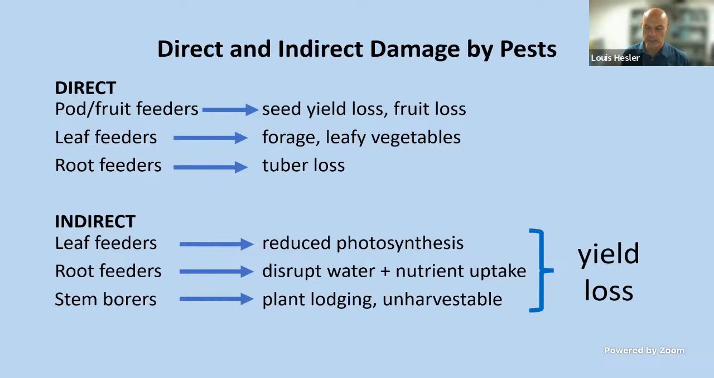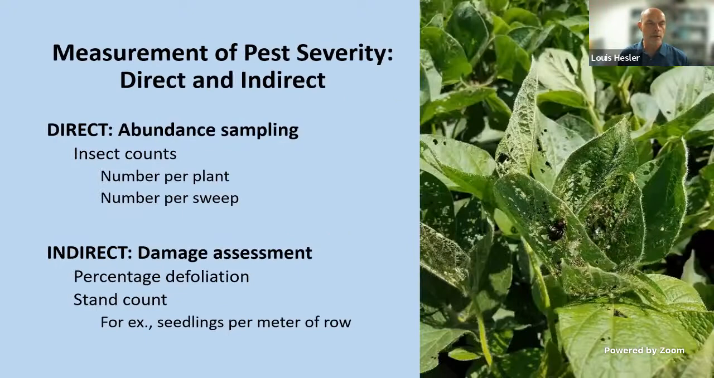Okay, and then next we can also consider the measurement of pest severity and talk about that as well in terms of direct and indirect categories. If we're talking about a direct measurement of pest severity, we might be talking about abundance sampling of those insects. This would be typically insect counts. This could be the number of insects per plant or number of insects per area, number per sweep. And we could also measure pest severity indirectly in terms of damage assessment. What kind of damage is that pest causing? For instance, we could estimate the percentage defoliation. We could conduct stand counts. For example, we could see if there's a reduction in the seedlings per meter of row that has been caused by a particular pest, such as a cutworm or a wireworm.